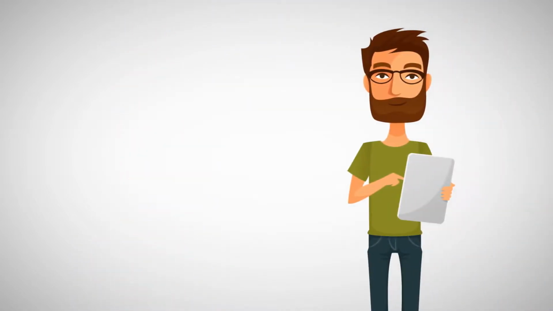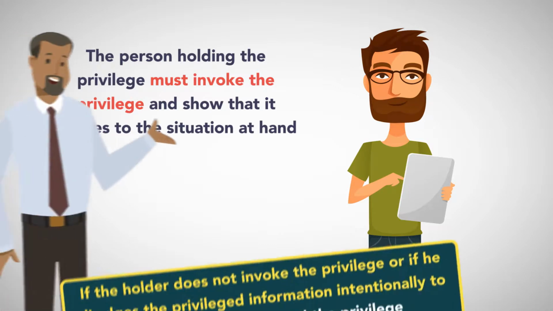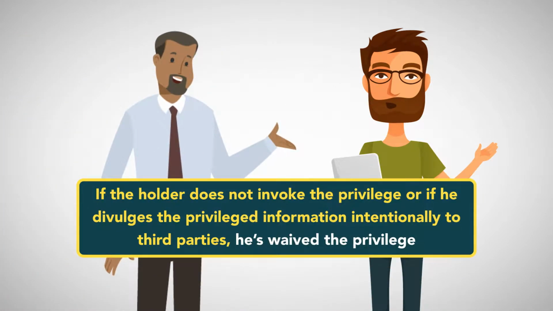When privileged information is introduced, the person holding the privilege must invoke the privilege, and show that it applies to the situation at hand. If the holder does not invoke the privilege, or if he divulges the privileged information intentionally to third parties, he's waived the privilege.